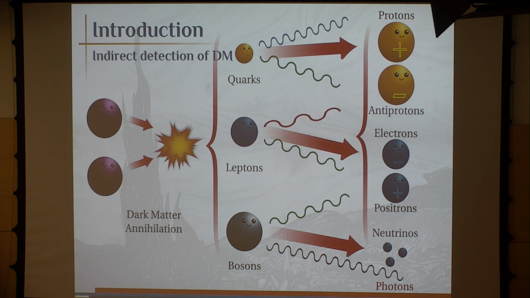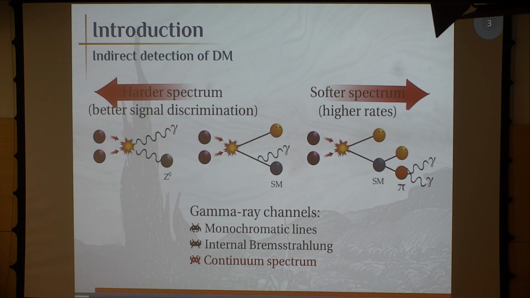Each one of these particles can be detected in dedicated experiments. We're going to focus here on the photons, and not just any kind of photon, because depending on when these photons were produced, they will generate a different spectrum. If they are produced in a primary vertex, they will generate a monochromatic line, which is a harder spectrum and has better signal discrimination.